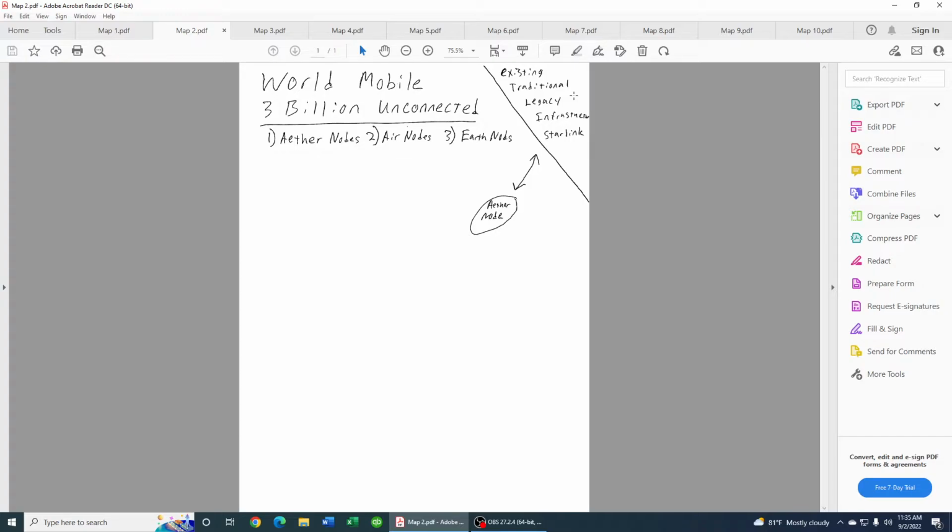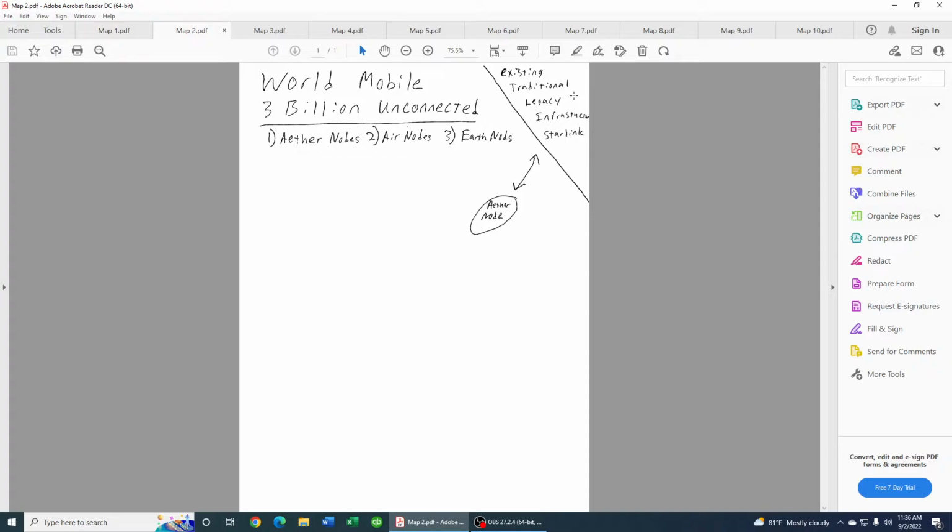World Mobile is looking at ways to decentralize this, to where Aether node operators can own essentially the right to connect into that infrastructure and operate that. But that's going to be the most centralized node that we're going to talk about. And all you really need to know for the purposes of this video is that those connect to the existing legacy infrastructure system.